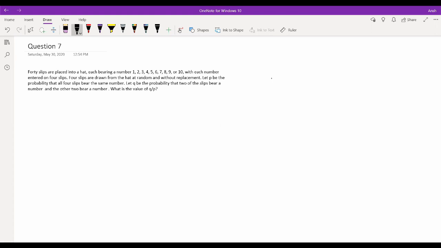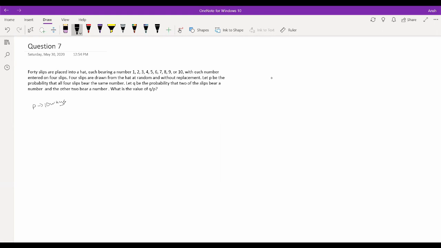P is definitely the easier case, since the number of ways to pick 4 identical cards is just 10. Either we can have 4 ones, 4 twos, 4 threes, or so on up to 4 tens. So for P, there are 10 ways. On the other hand, Q is a bit harder since we have to deal with two different numbers.